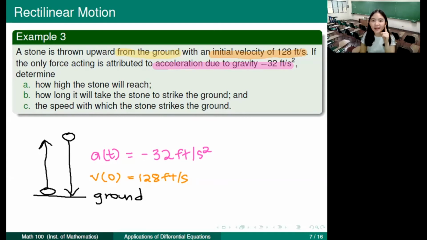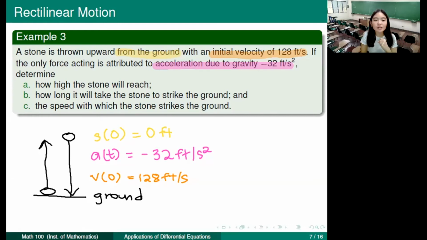Meron pa in fact na isa pang initial condition na naka-layout dito sa ating problem. Baka hindi siya masyadong nakikita, pero banggitin ko na rin siya. In fact, the idea that your stone is being thrown from the ground, yung initial position ng ating stone relative to the ground is in fact 0. So, we have another initial condition satisfied here na ang s of 0 natin, initial position of our stone, is in fact 0 feet relative to the ground. Okay, so ito na yung mga conditions satisfied ng problem. Kayang-kaya na natin siyang ma-solve.